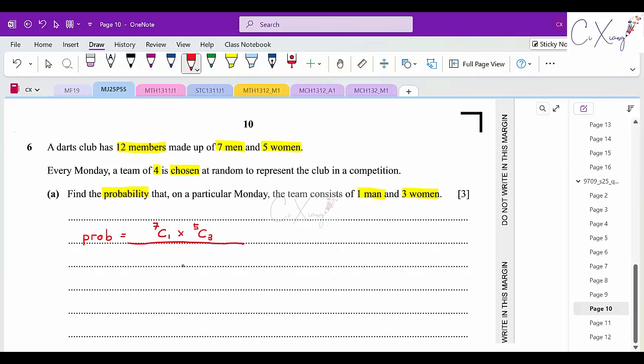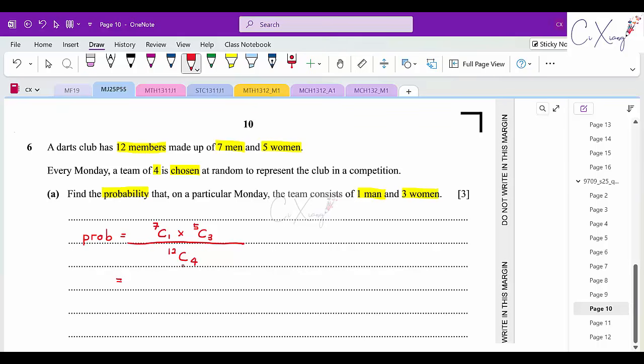So now you don't think about the gender anymore. You just, how to say, get the value by looking at the overall. So I'm having overall 12 members. Then I want to choose 4 of them to form the group. And it will be 12C4. This is the total combination without restriction, right?